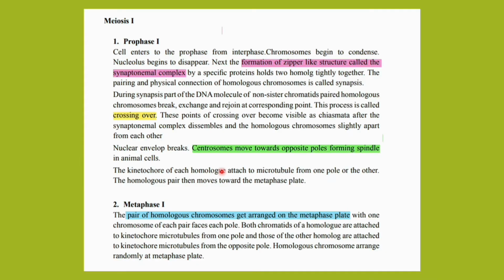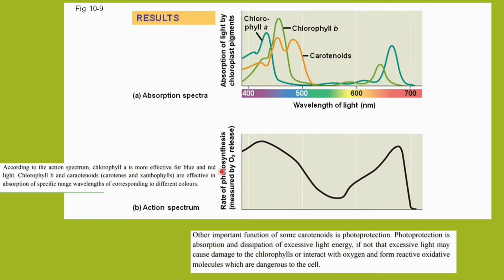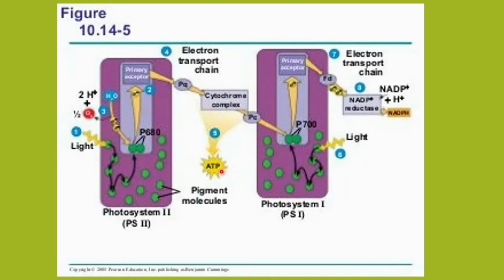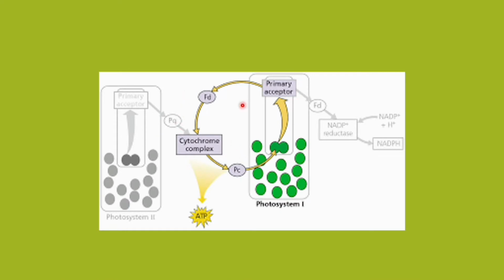The sixth question, it says in the light dependent reaction of photosynthesis, what happens? So we have to choose the correct statement regarding this light dependent reaction of photosynthesis. So this is the light dependent reaction. This is the linear electron flow, and this is the cyclic electron flow of the light dependent reaction.